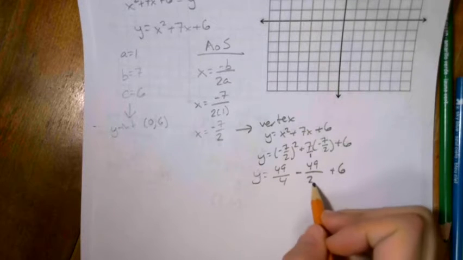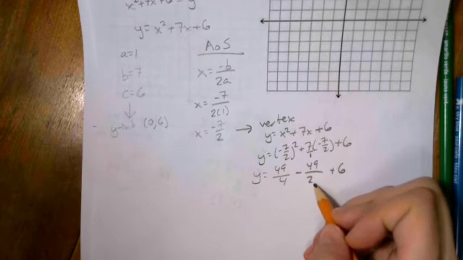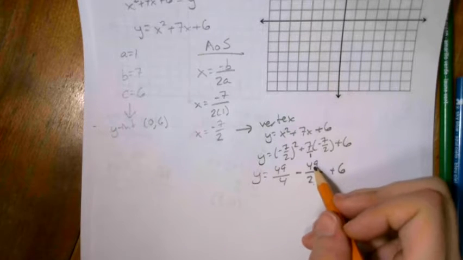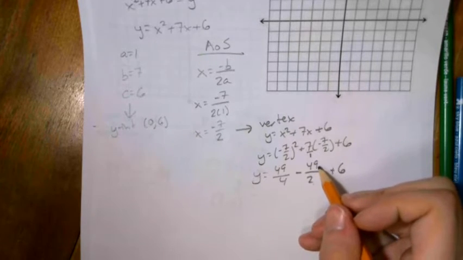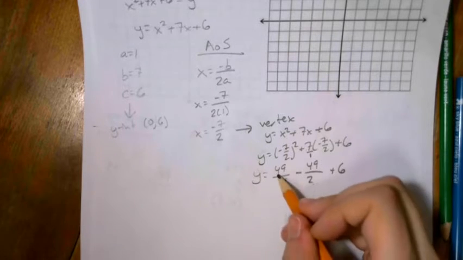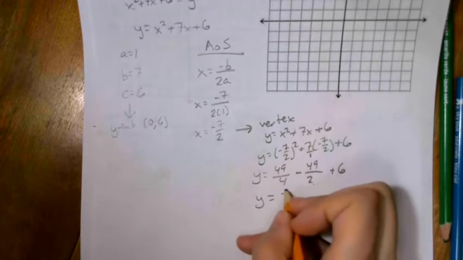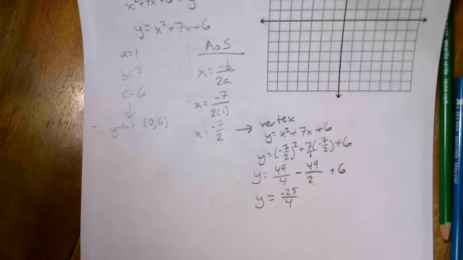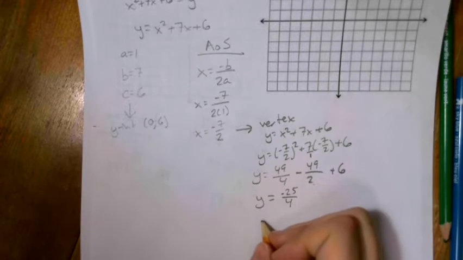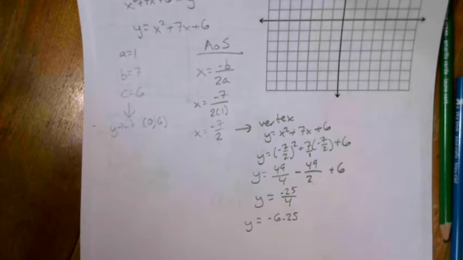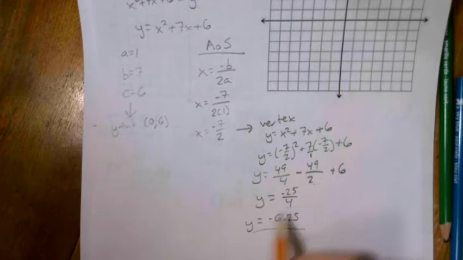When I add these together, I have to double this, right? I have to double this. So this becomes 98 fourths. And then when I add them together, plus my 6 there, negative 25 fourths, which is the same as negative 6.25. So if you like the decimal version, this is what you get. If you stick with my fraction, this is what you get.